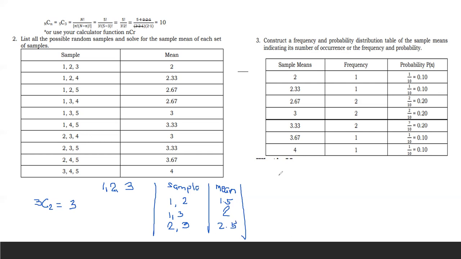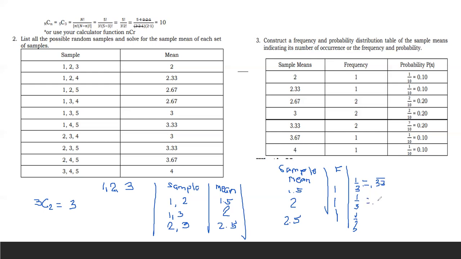Okay, so we have different means. So gagawa ngayon tayo ng table of sample means. Ano yung sample means natin? Nagkataong 1.5, 2, at 2.5. So, tigi ilan yan? Ilan ang 1.5 natin? Ilan ang frequency natin? So, that is 1. This is also 1. This is also 1. Meaning, our data is 1 over 3, 1 over 3, and 1 over 3. If you would like to change that into probability na decimal, pwede po yun, that will be equals to 0.33 repeating. Okay po.